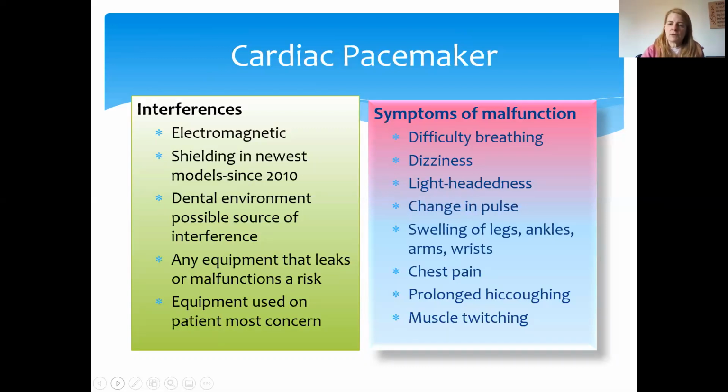If a patient is having a malfunctioning pacemaker, they would have difficulty breathing, dizziness, a change in their pulse, swelling because their heart is not pumping and beating like it should, so fluid would be allowed to build up in the legs and ankles. They could have chest pain and hiccuping. Prolonged hiccuping can be a symptom of malfunction. So if somebody has the hiccups and you know that they have a pacemaker, a referral to their physician to have that looked at is a good idea.